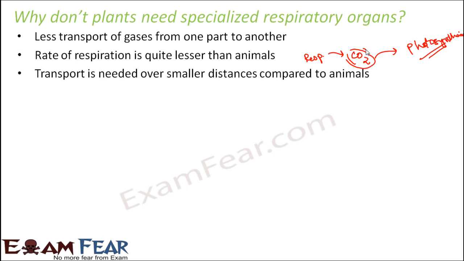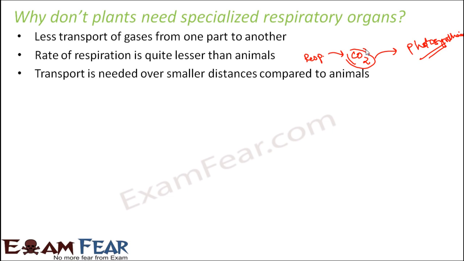Transport is needed over smaller distances when compared to animals. In animals, you actually need to transport gases from one corner of the body to the other. But in plants, that is not the case. Even if you consider a huge tree, the living cells inside the plant body are quite close to each other, because a lot of the cells are actually dead. They are just for mechanical support in a plant. But the living cells are not very far away from each other.